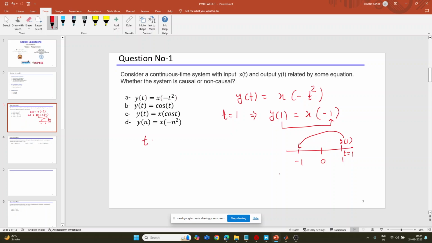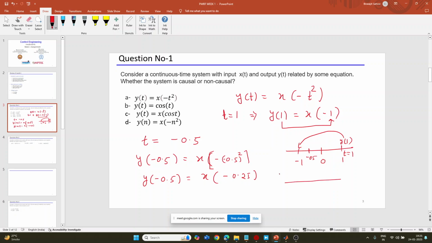Let me take another instant, t equal to minus 0.5. If I take a value, let's say this point which is minus 0.5, in this instant you find out the same relation. Y of minus 0.5 should be equal to x of minus 0.5 square. Now what is this value? This value should be x of minus 0.25. Then y of minus 0.5 now becomes x of minus 0.25.